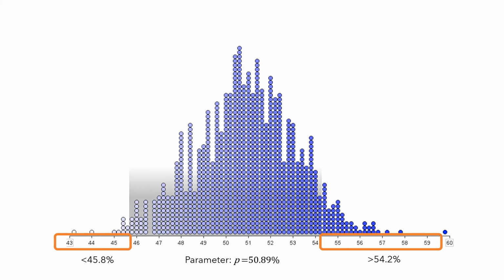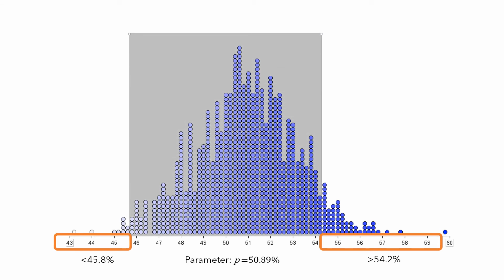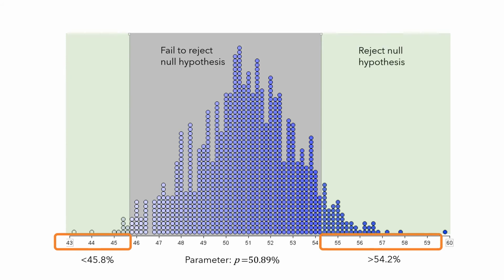So any statistics in this gray area would lead us to fail to reject the null hypothesis, and statistics in this green area would lead us to reject the null hypothesis. And we can compute these probabilities. If we combine these probabilities, there is a 7% probability of rejecting the null hypothesis. In other words, there is a statistical power of 7%. So this is what statistical power is, and there are several ways we typically use this concept.